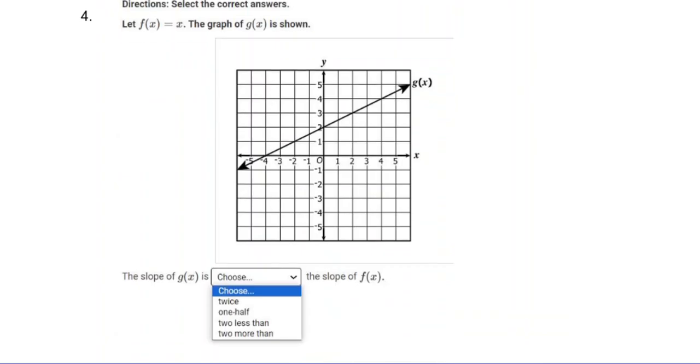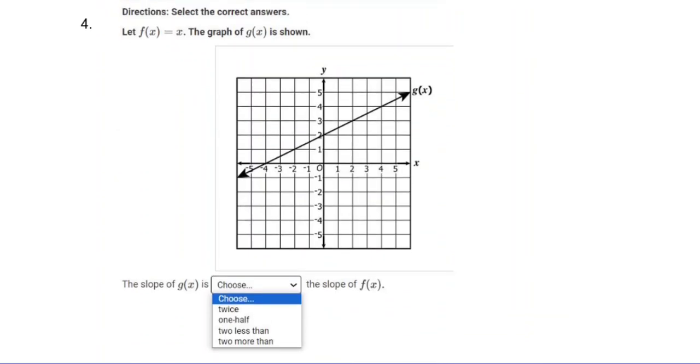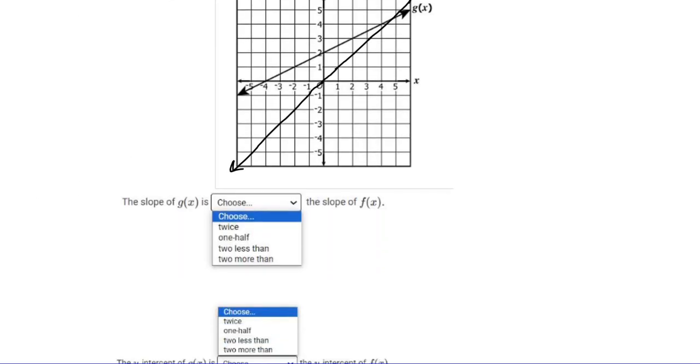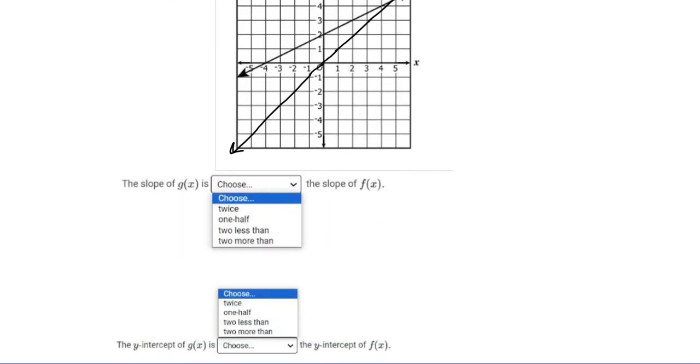All right, number 4. This one's a little bit more complicated, but even though I don't have the f of x equals x graphed on here, I know what that looks like. It's going to go through the origin and it's going to have a slope of 1, so it's going to go right through there. All right, definitely it's shifted up, right? The g of x is shifted up. We see that, but look at the way that it's asking me.